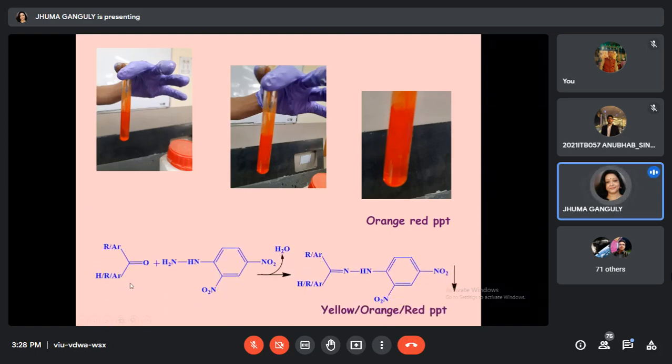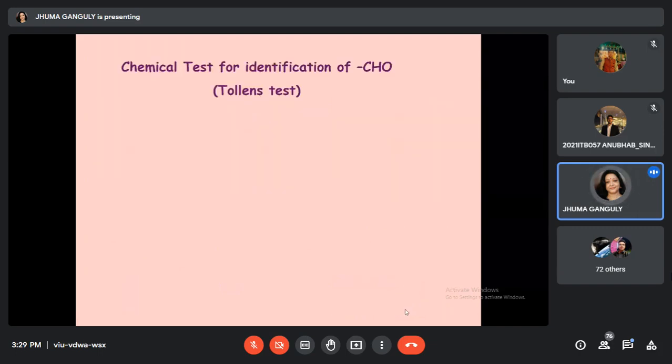So this is a keto compound, whether aliphatic or aromatic, no problem. Then 2,4-DNP, elimination of water, a condensation reaction. Through the condensation reaction, you will get a yellow, orange, or red, or orange red precipitate. This is for both. If this test is positive, it is the DNP test, that means you have either a keto or an aldehyde.